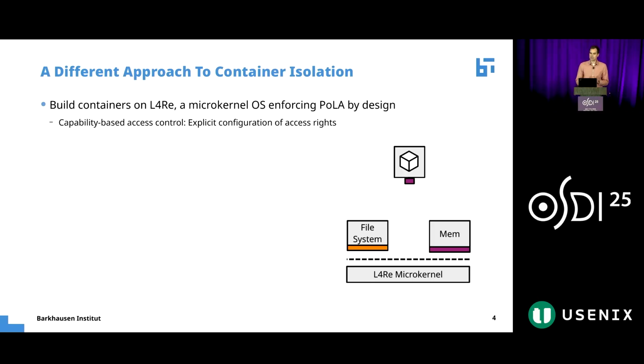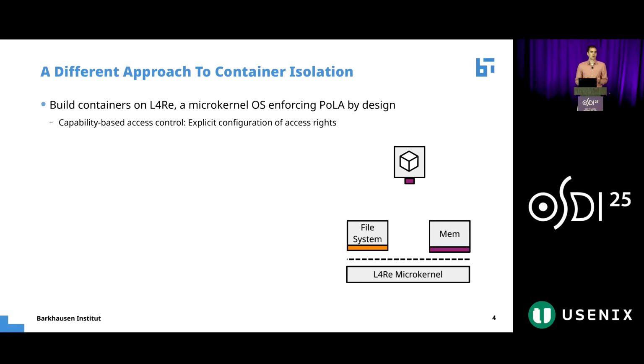Capability-based access control means that every access right has to be configured explicitly, and you can think of a capability as an unforgeable token of authority that grants the process the power to carry out certain operations. And such operations could, for instance, be access of a memory page or communication to another process via inter-process communication mechanisms.